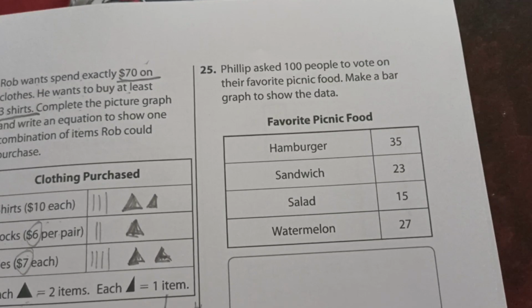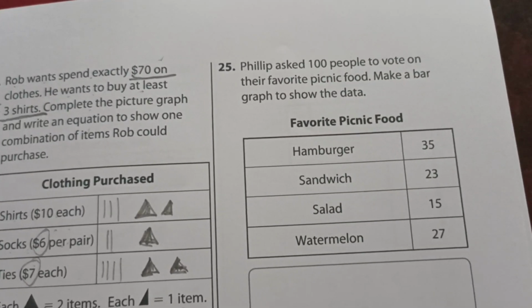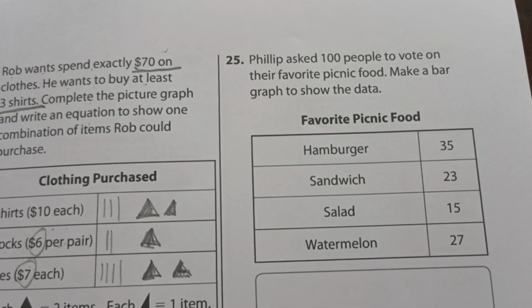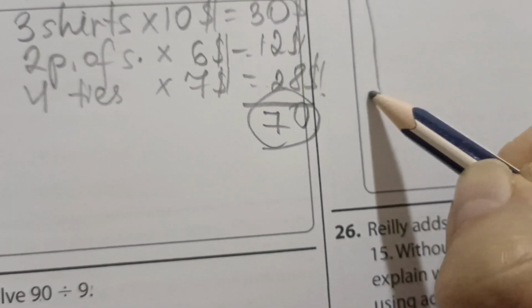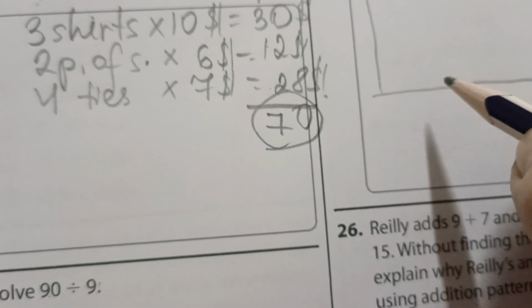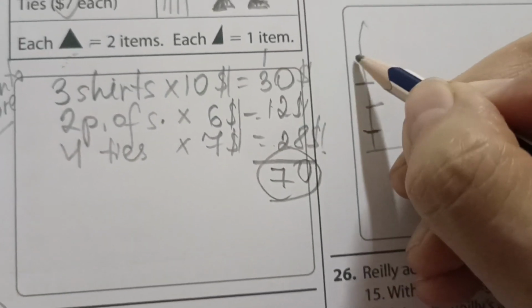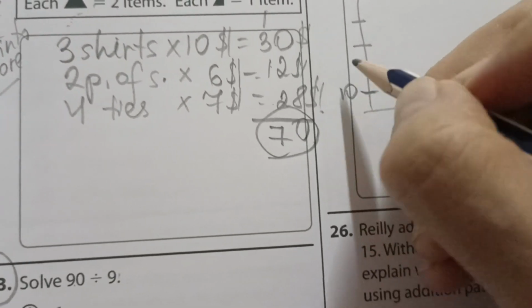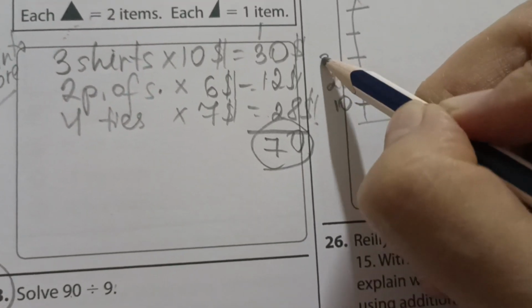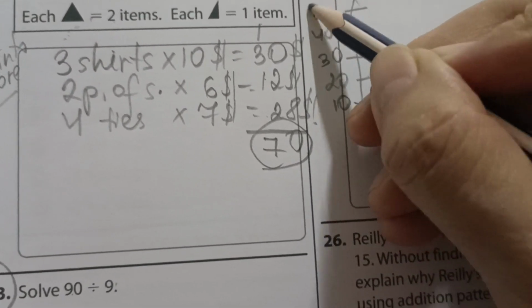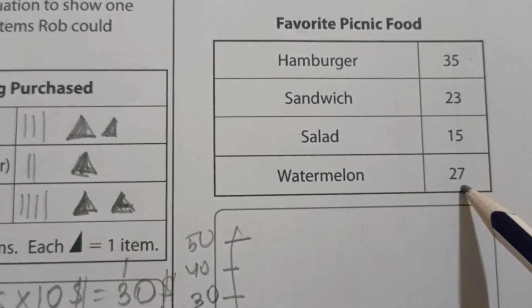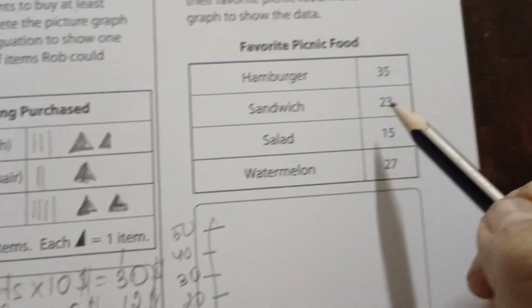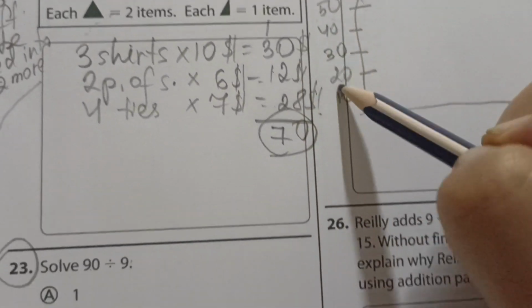Philip asked 100 people to vote on their favorite picnic food. Make a bar graph to show the data. So we need to do the bar graph, okay? So draw a table, okay? So here is going to be numbers, scale, remember about this, okay? Let us take numbers 10, 20, 30, 40, 50. Here we can see numbers that are closer to tens. So that's why we choose this graph, okay?